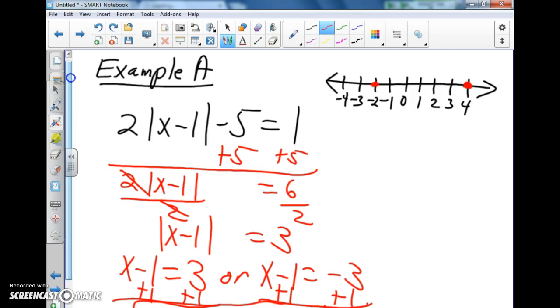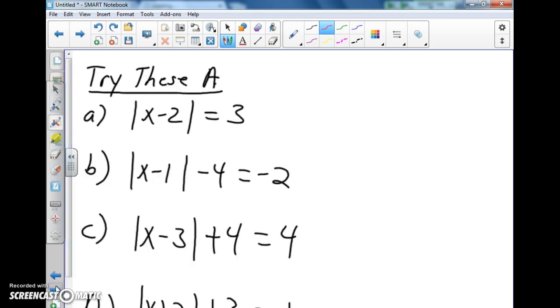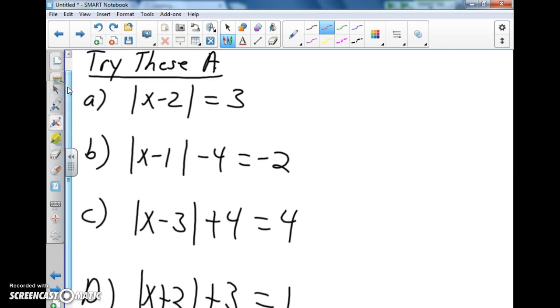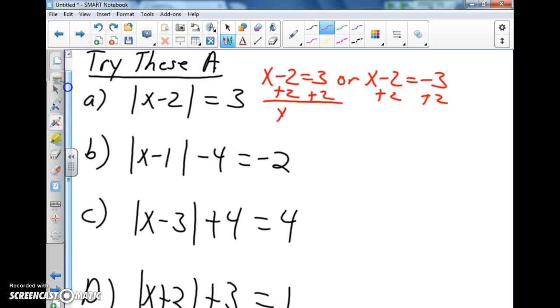All right, let's go to the next one. Now we're going to try these. Look at the first one, part A. Is the absolute value by itself? Yes, it is. Drop the bars, write it down twice. So I'm dropping the bars, writing down the positive, and dropping the bars, writing down the negative. Now what do I do to get the x by itself? Add 2 over, that's easy. So add 2 to each side. So what does x equal? x equals 5, or x equals what? Negative 1. There are your answers right there. Problem's over.